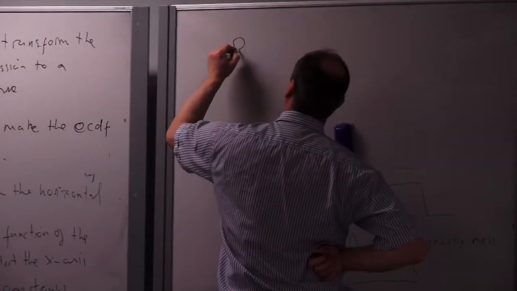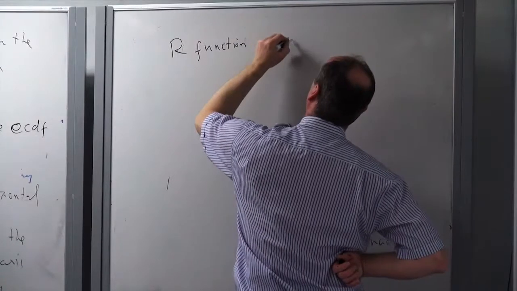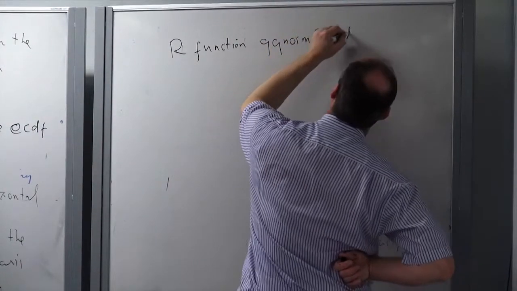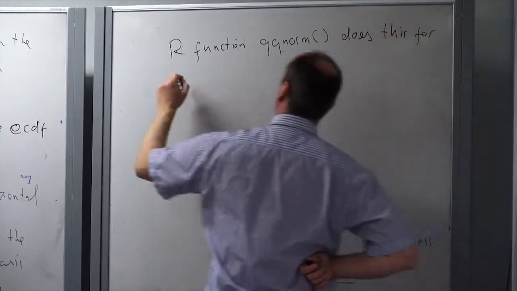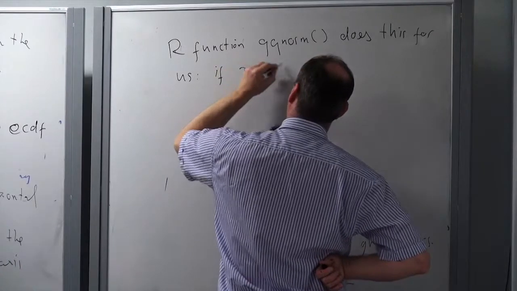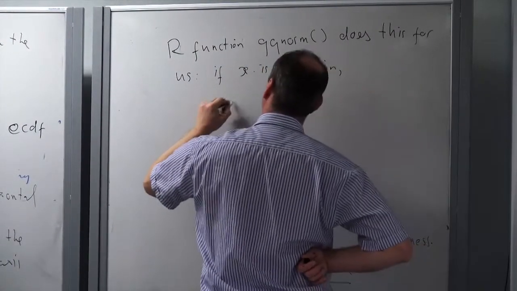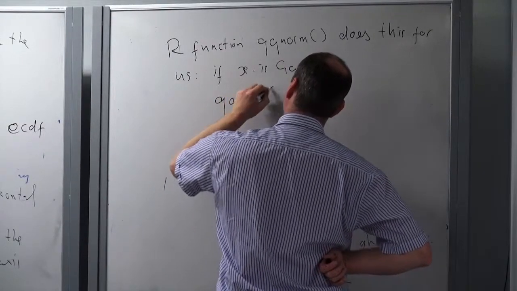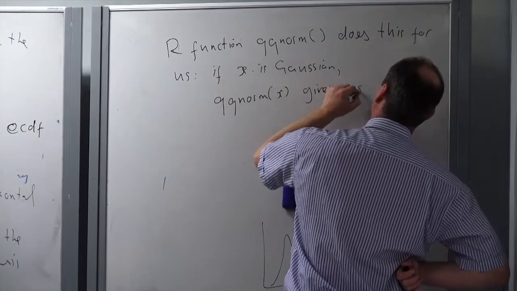Our function qqnorm does this for us. If x is Gaussian, qqnorm x gives a straight line.